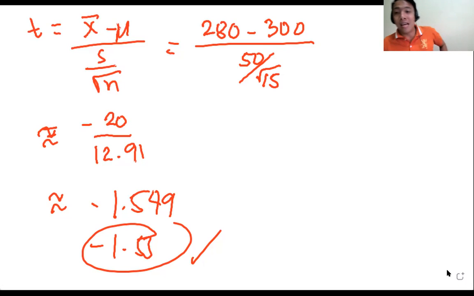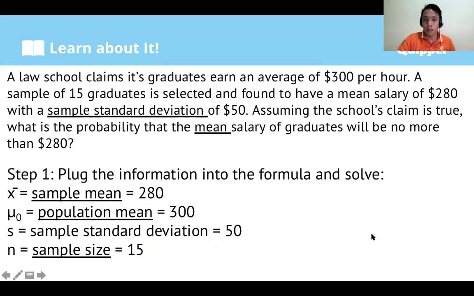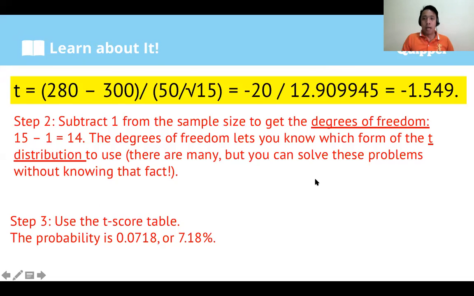So our t value is negative 1.55 approximately. Okay, let's see if you are correct. Kung di mo siya exact, at least nasa negative 1.5 something siya. Okay? Balik tayo sa ating, okay. So here, this will be our t value. So we are correct, of course, diba? So we have negative 1.549 or negative 1.55.